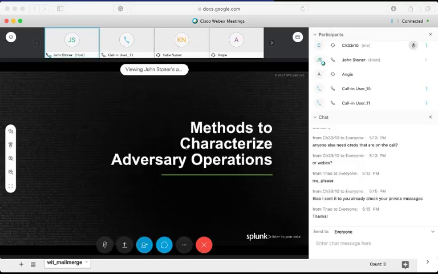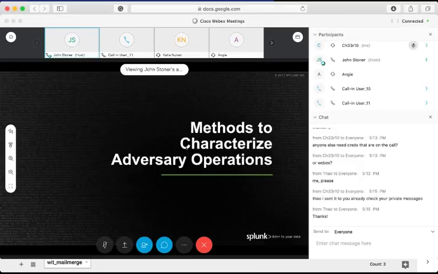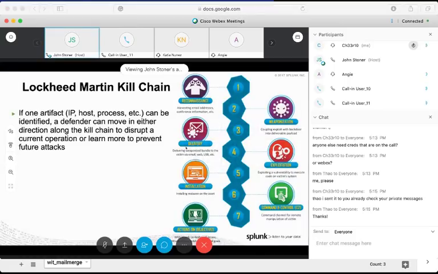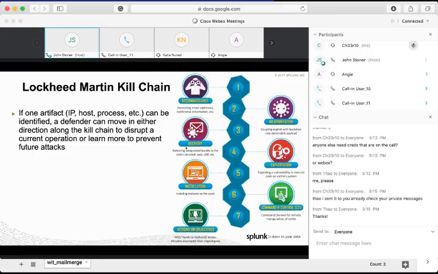Now, there's a couple of things we want to do when we start characterizing adversary operations, and we can use something like the Lockheed Martin kill chain. The Lockheed Martin kill chain allows us to look at this and say, okay, every step along the way, if I can interdict anywhere along this chain, I could potentially disrupt the attack itself. And I could pivot and learn more about the current attacks that are going on and maybe get smarter about future attacks to thwart them, right? And Lockheed Martin was kind of the first ones to do this.